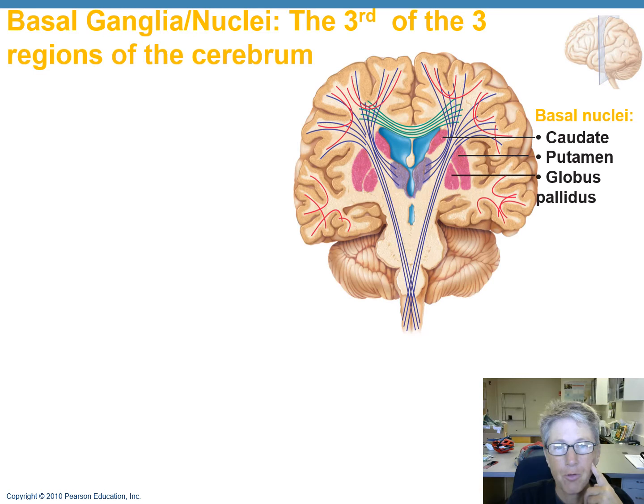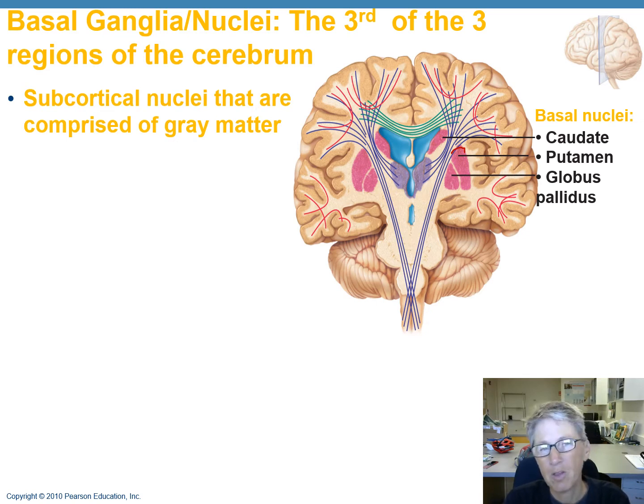Okay, the third of the three regions of the cerebrum is called the basal nuclei, and that's in pink here. And you can see the pink structures, and they have names: the caudate, the putamen, and the globus pallidus. Those are just structures within the basal nuclei. And then remember, the basal nuclei are pepperings of gray matter within the white matter.